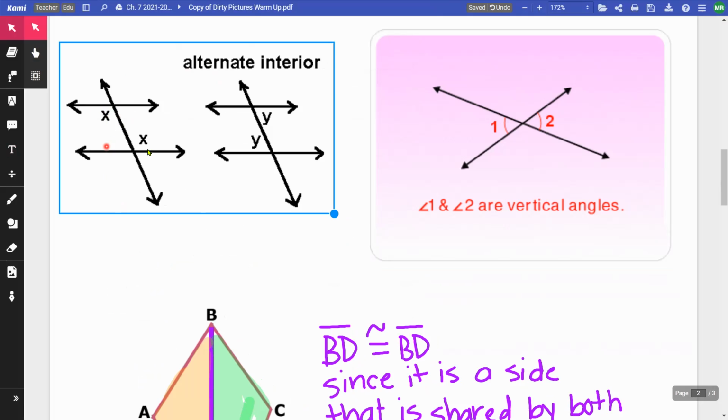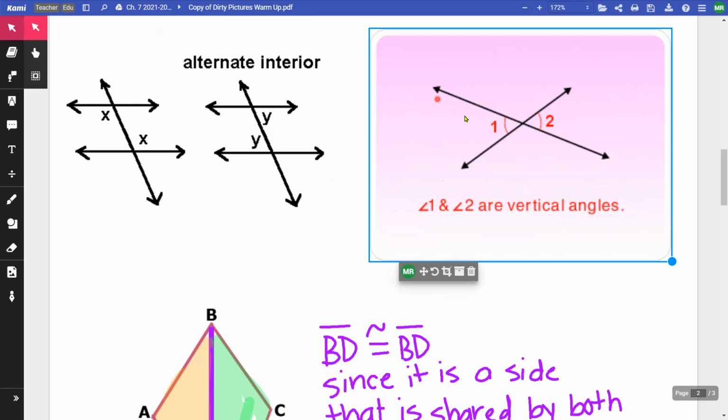If we have parallel lines cut by a transversal, these are called alternate interior angles, and they are congruent. Again, these ones here are also alternate interior angles and they are congruent. So that's a fact that we want to understand.